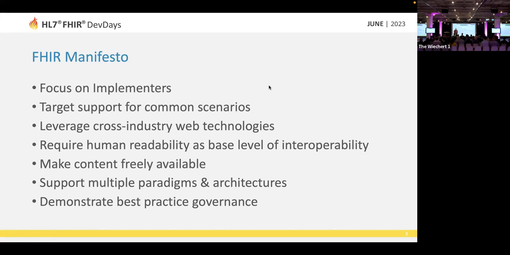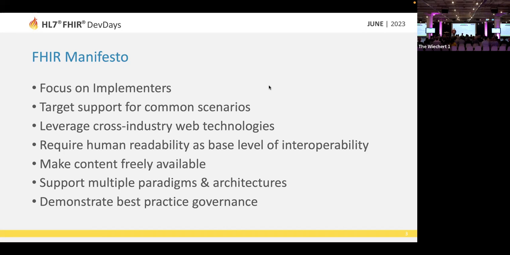We would set out to leverage as much as we could cross-industry web technologies. We said that we would require human readability as a base level of interoperability. And that still is controversial for some people. Still, some people go, oh, no, we don't agree with that. We know better, and then come back to us years later and go, maybe that wasn't so clever after all. We would make content freely available, and we would support multiple paradigms and architectures so that information could flow free, and we would demonstrate best practice governance.